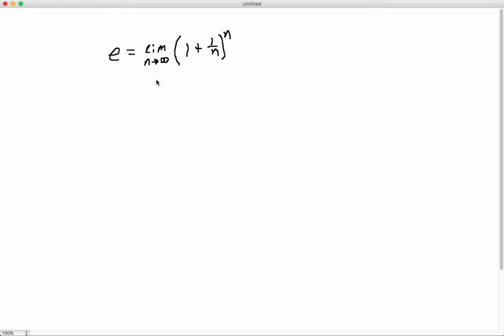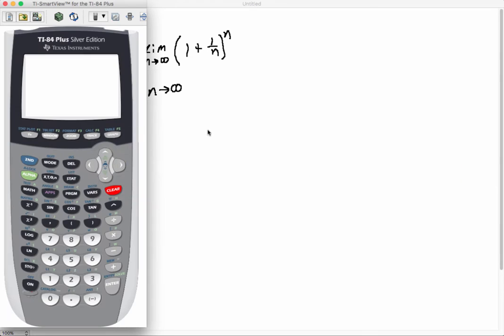What limit means is: take something and push it to where I tell you to. In this case, they're telling you to take n and push that to infinity. Make it really, really big. So let's see what happens when we do that using our calculator. Let's go grab the calculator here real quick.